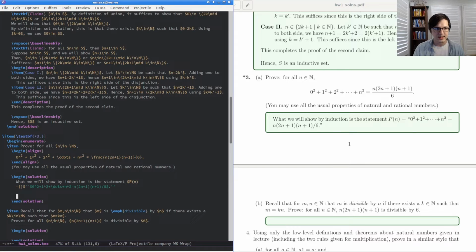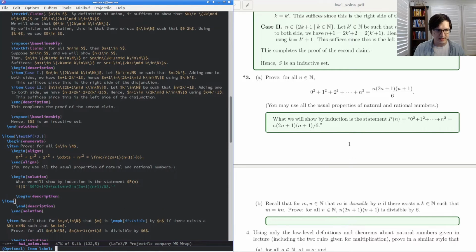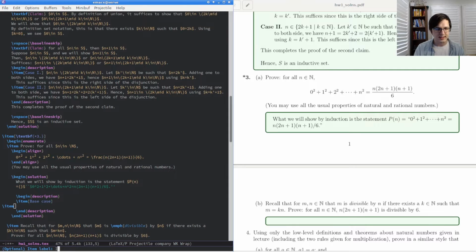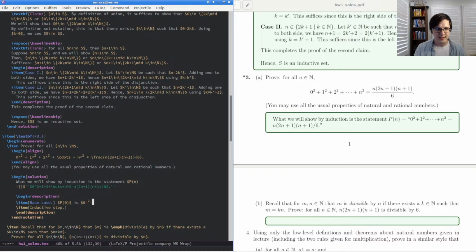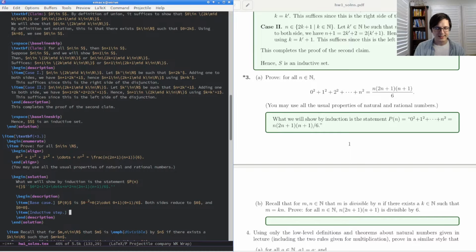So for the first part, I'll use a description environment for a base case and an inductive step. And the base case is P of 0, that 0 squared is equal to 0 times 2 times 0 plus 1 times 0 plus 1 over 6. And both sides reduce to 0, and 0 equals 0. That's that.